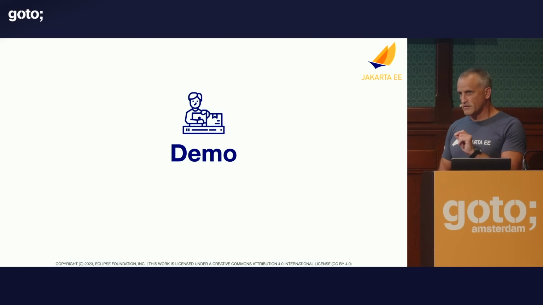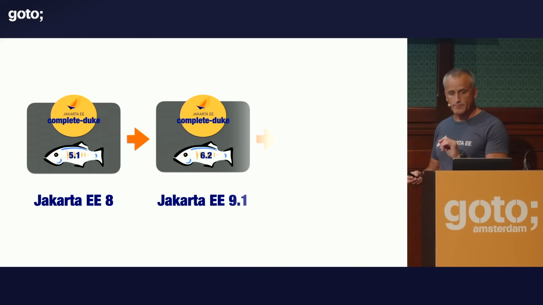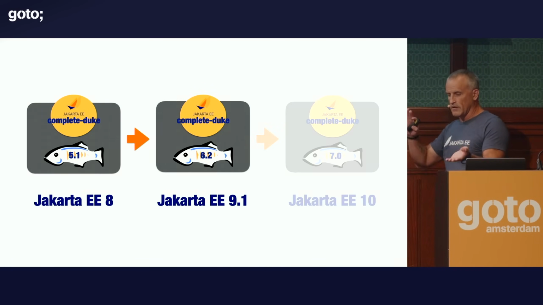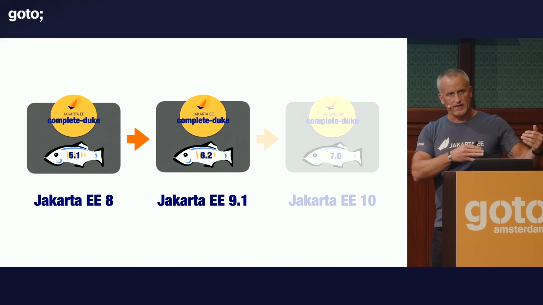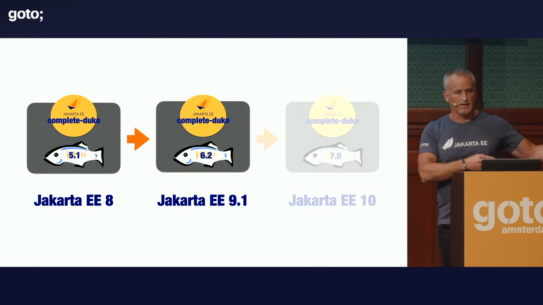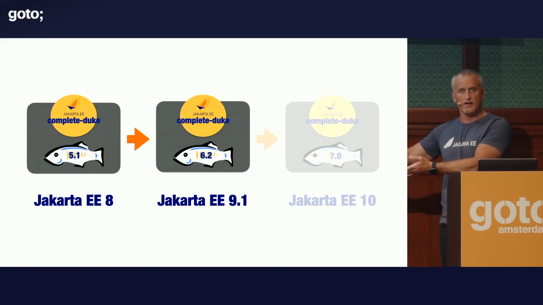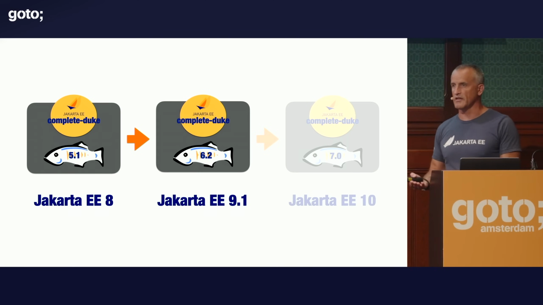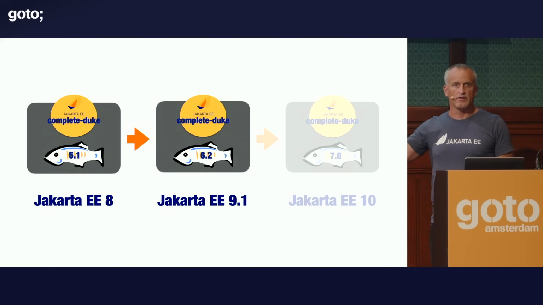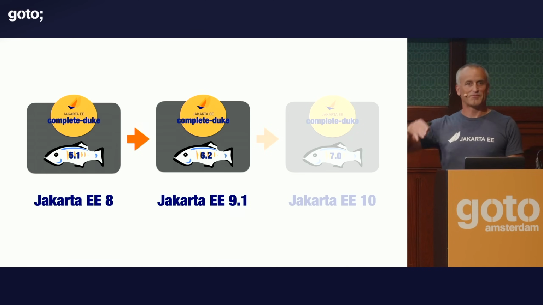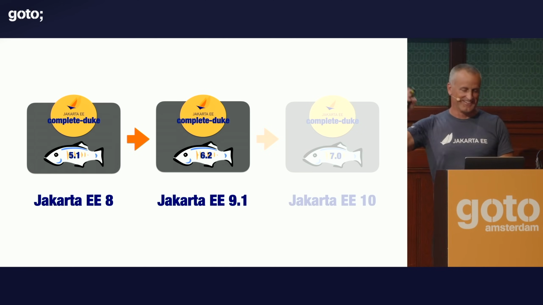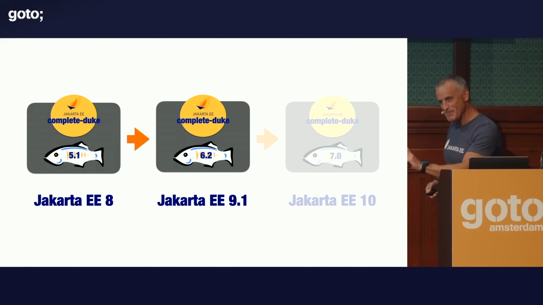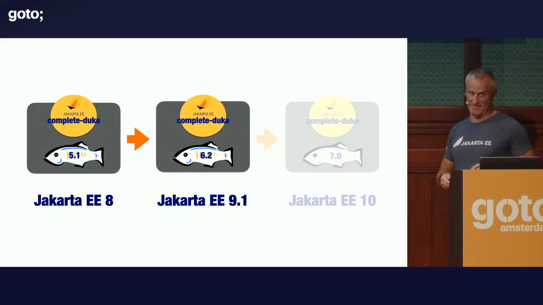So let's go into some demos. And I want to take a couple of steps back and start with a previous version and see how we can get to 10. And then I'll do some Spring stuff afterwards. So how many here are using Jakarta EE 8 or earlier? Nobody. 9? Nobody there either. 10? Okay. Spring then, yeah, some of you. Okay, so be patient. This makes sense for Spring as well.